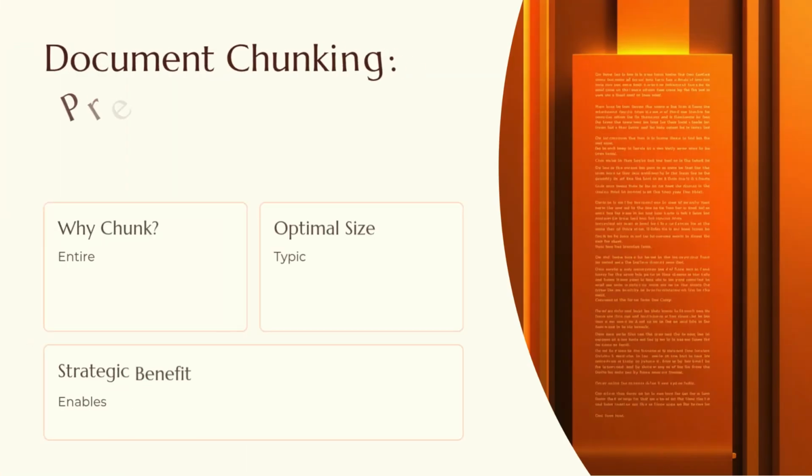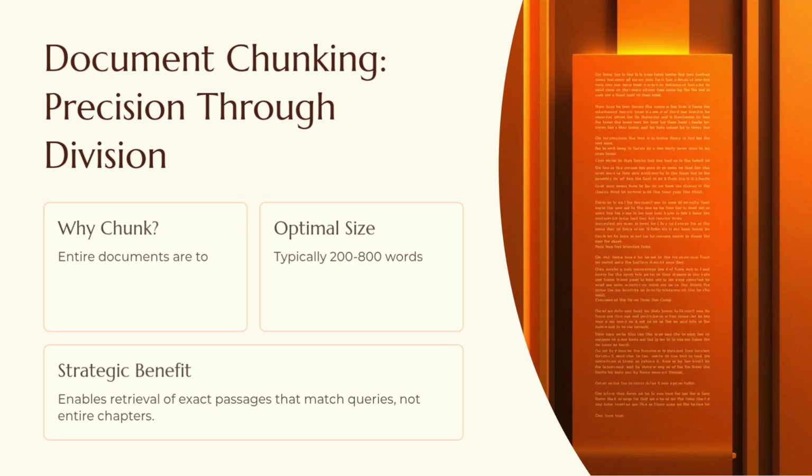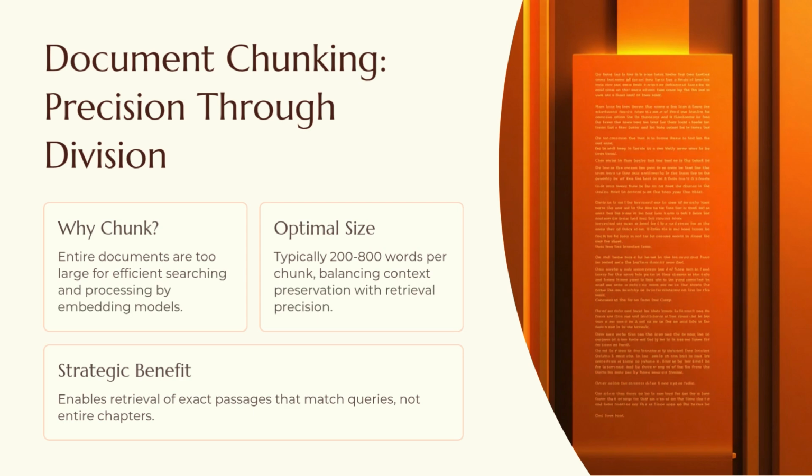Next, we will be splitting the documents into chunks. Since the entire books and articles are too large for efficient searching, we split documents into smaller chunks, usually a few hundred words each. This makes retrieval more precise, so the system can pull the exact passage that matches our query, instead of entire chapters.